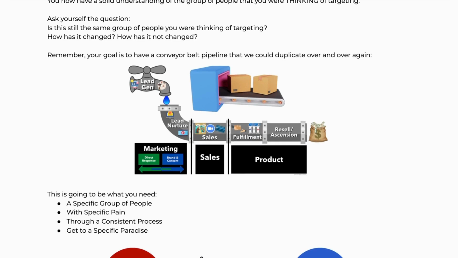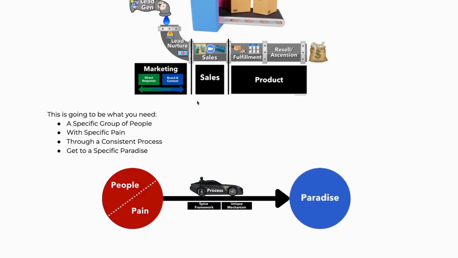Remember, your goal, especially when you're trying to get to a consistent 100K income, is to have that conveyor belt, that assembly line that you can duplicate over and over again, of a specific group of people with a specific pain, through a consistent process, to get to a specific paradise. That way you have that consistency and you can actually productize your entire business.